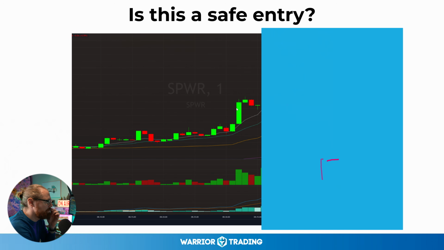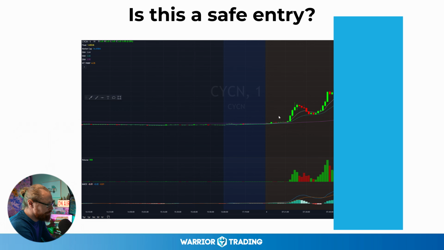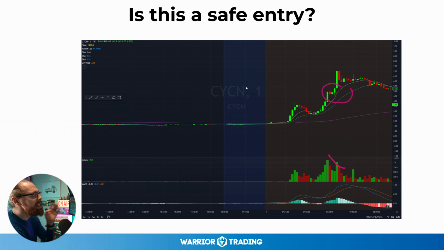Now, what about this? Okay, so in this case, we've got a positive MACD and we've got a decent volume profile. So it's safe to say that this looks pretty clean. And in fact, it is. Light volume pullback, nice rally back up. What about this? Once again, positive MACD, nice little pullback, decent volume profile. This is an entry that we would like. So we like all of these.